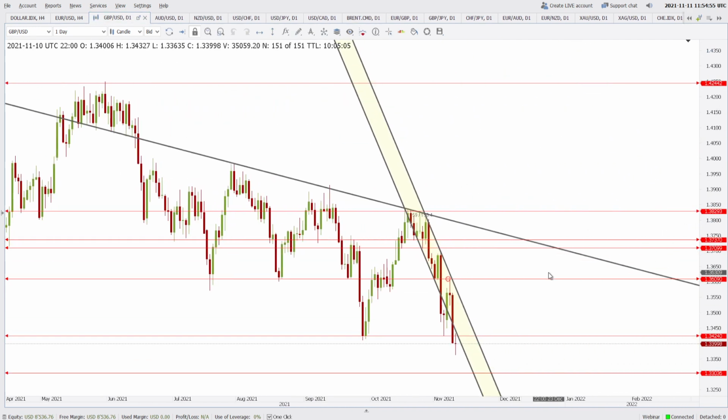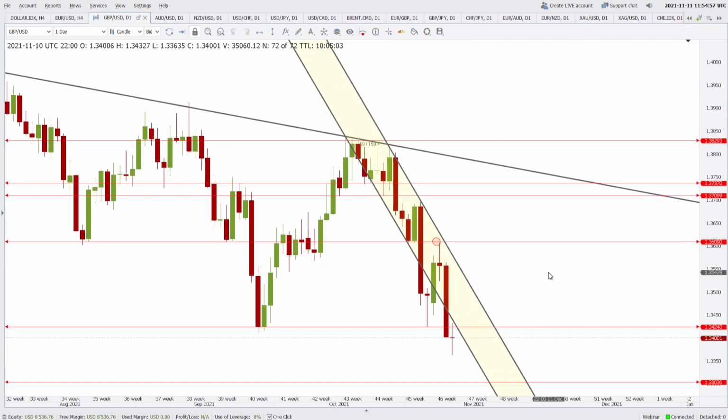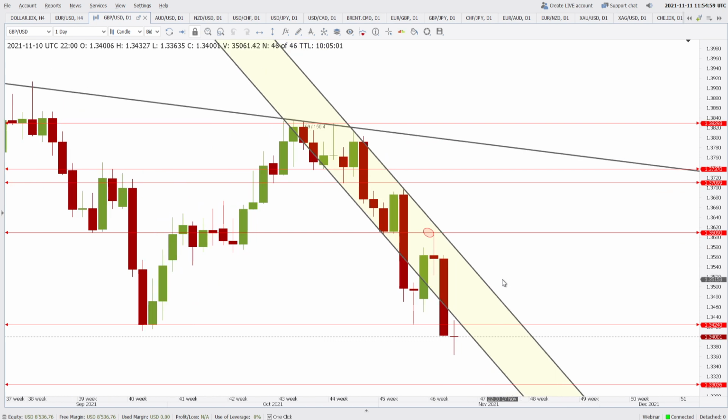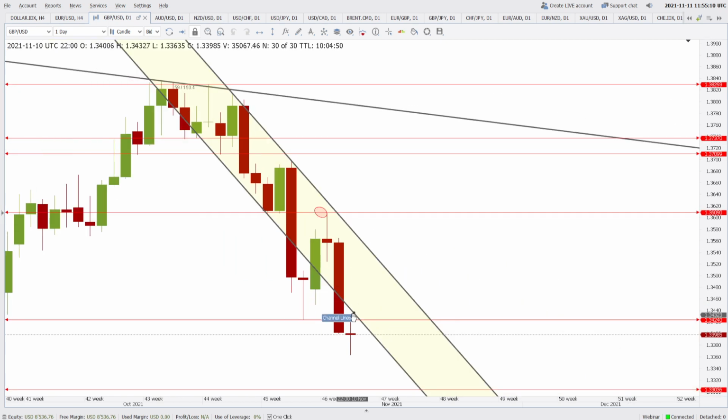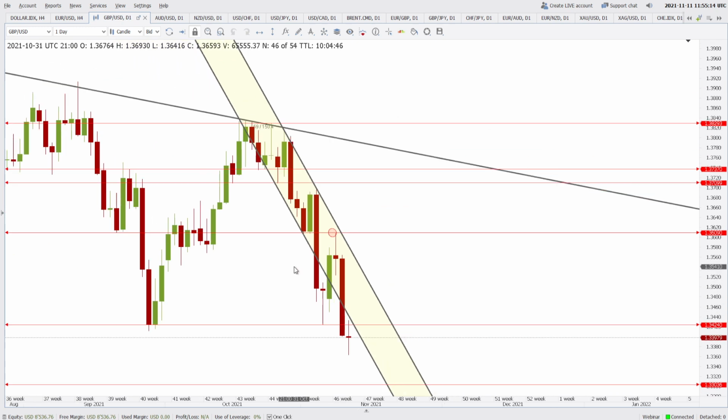Talking about the GBPUSD, yesterday there was a Marubozu on the daily chart. When I say Marubozu, it is a type of candlestick which has a very small wick or no wick when compared to the body of the candle. Now this Marubozu is a very bearish candle pattern.